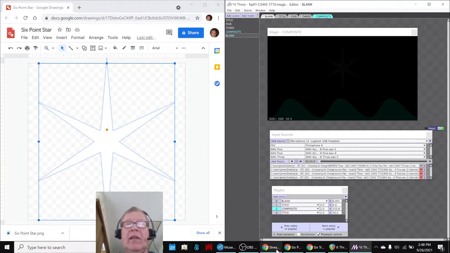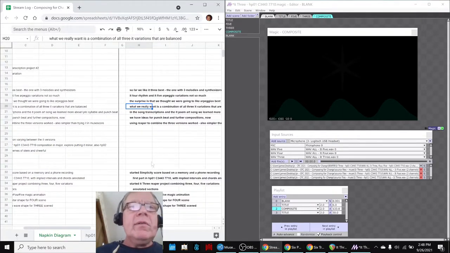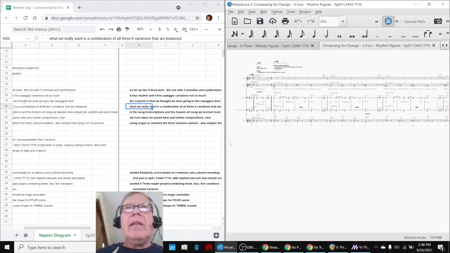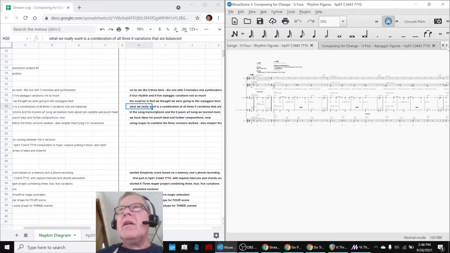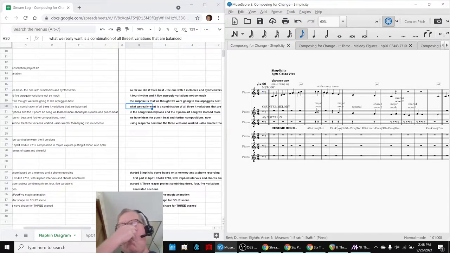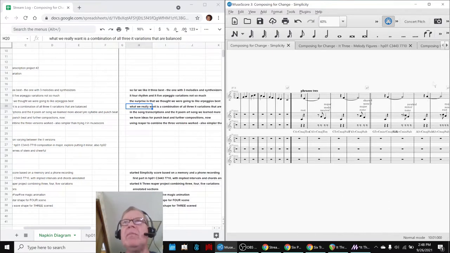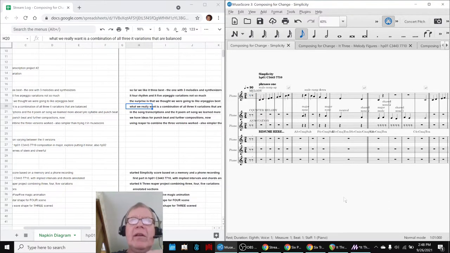The second thing we did in today's stream is we started a new score that we called Simplicity. The Simplicity is based on a memory of a piece of music that we heard. It was a concerto of some sort. It might have been clarinet. But what we liked about it was that it is just starting with the scale. And then we added a counter melody, again based on our memory. And then we spent a bunch of time today getting that straightened out.